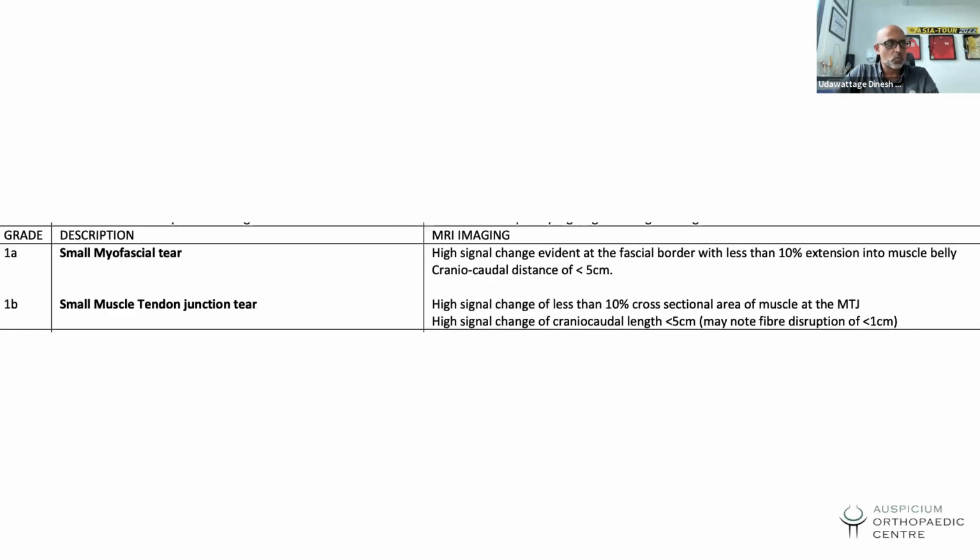Grade 1 is where there's minimal change in the muscle belly, so less than 10% extension into the belly, and there's very minimal signal change in the muscular tendinous junction. So they gave the A and B according to whether it's myofascial or whether there's tendon involvement.